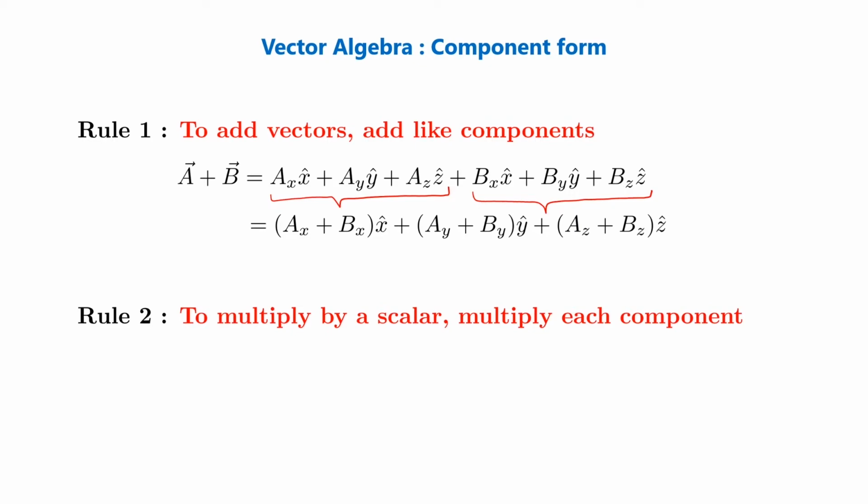Rule 2. To multiply by a scalar, multiply each component. That means if you are going to multiply vector A by a scalar a, then the result is scalar a times ax times x hat, scalar a times ay times y hat, scalar a times az times z hat.